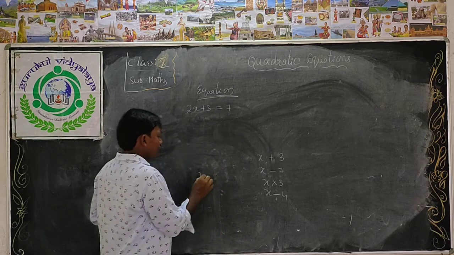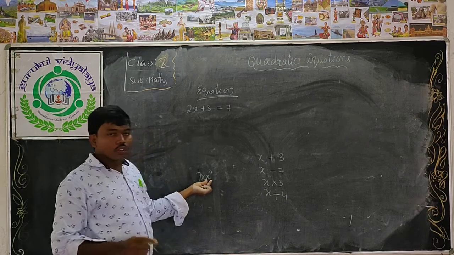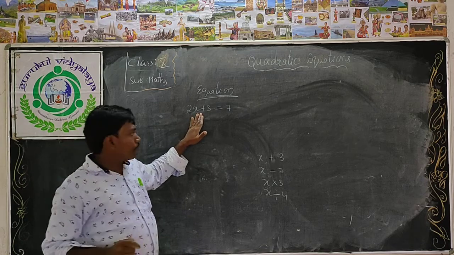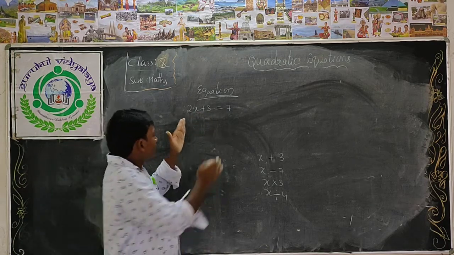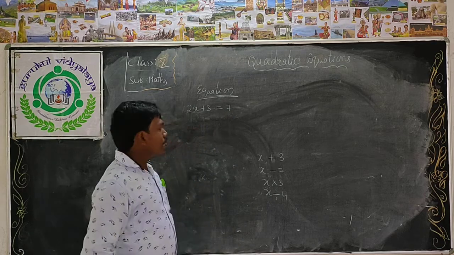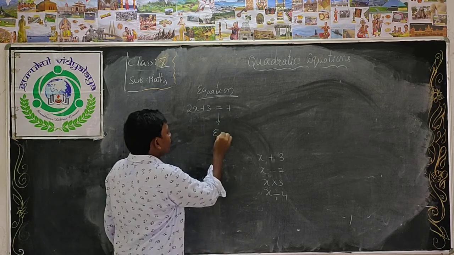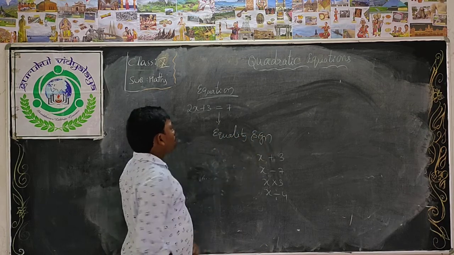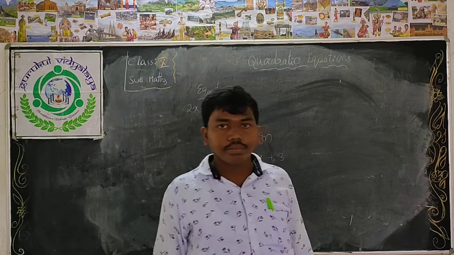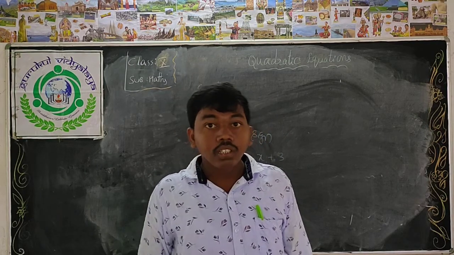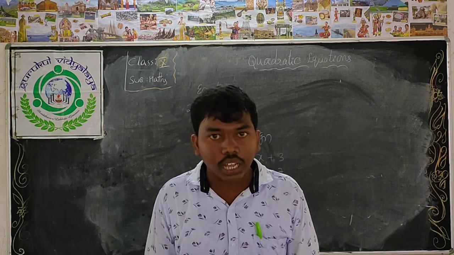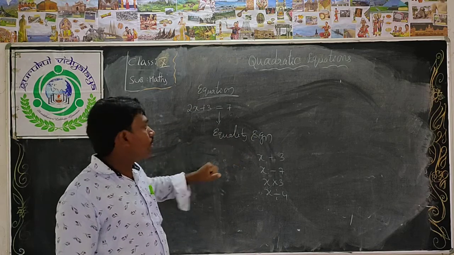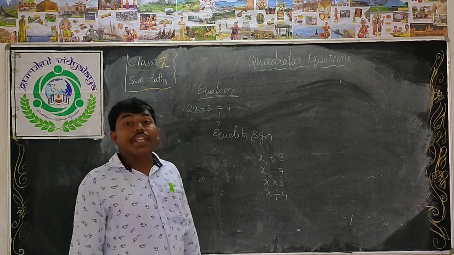This is also an arithmetic operation. Why? Because 7 into x power 0, x power 0 value is 1, 7 ones are 7. So this is one algebraic expression, this is one algebraic expression. These two algebraic expressions are separated by an equality symbol, equality sign. This is called an equation. Again I am telling: two algebraic expressions separated by an equality symbol or equality sign is called an equation.